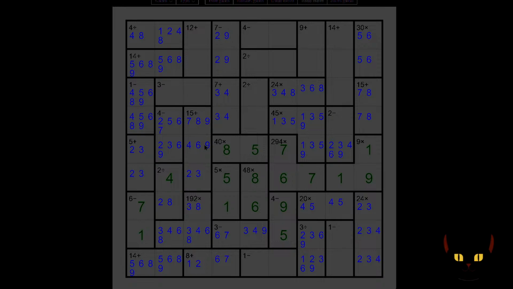So 9 and 2 is 11, which gives us 4. 9 and 3 is 12, which gives us 3. But that would require. So how does it work either? So that narrows down a little bit.